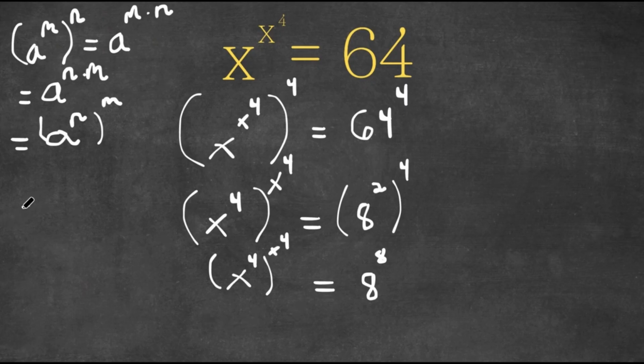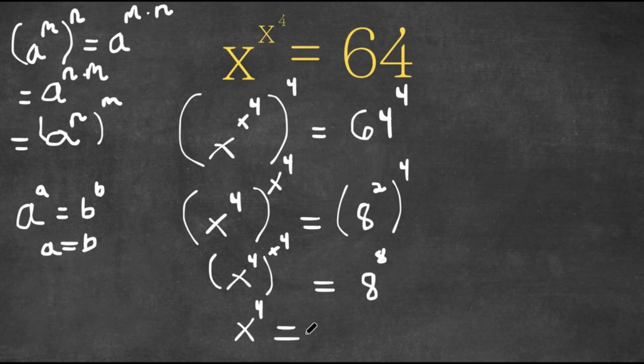So if we have something in the form a to the power of a is equal to b to the power of b, then this also means that a is equal to b. And as you can see right here, we have x to the power of 4 to the power of x to the power of 4 equals 8 to the power of 8. This means that x to the power of 4 is equal to 8.